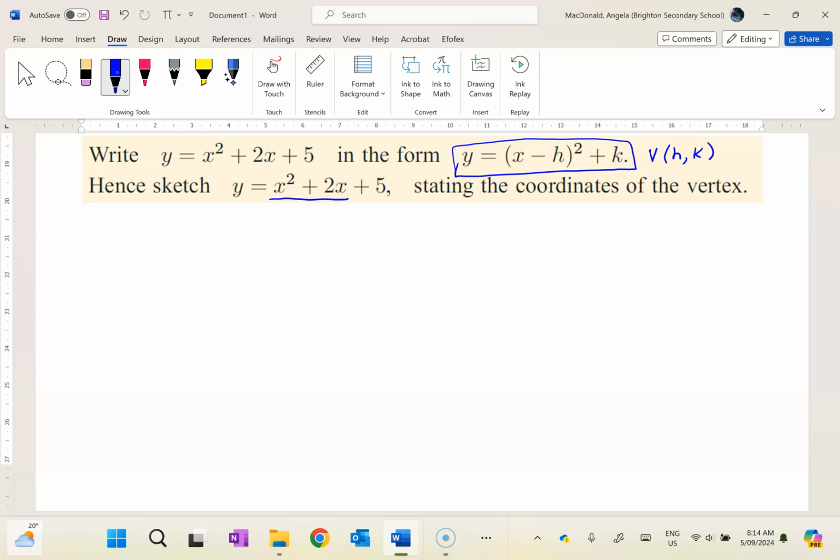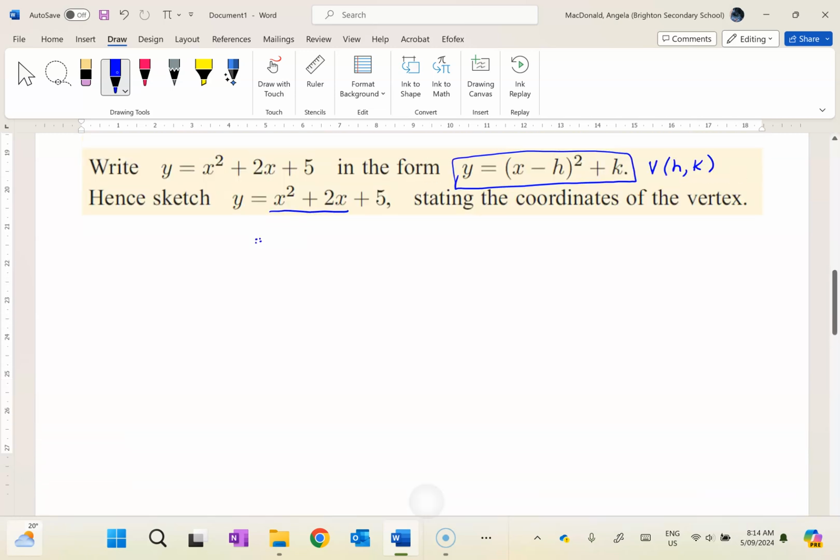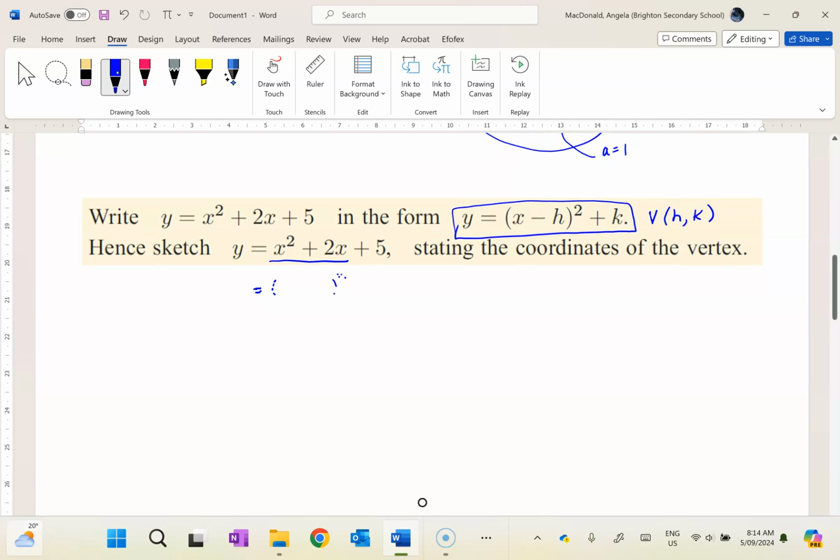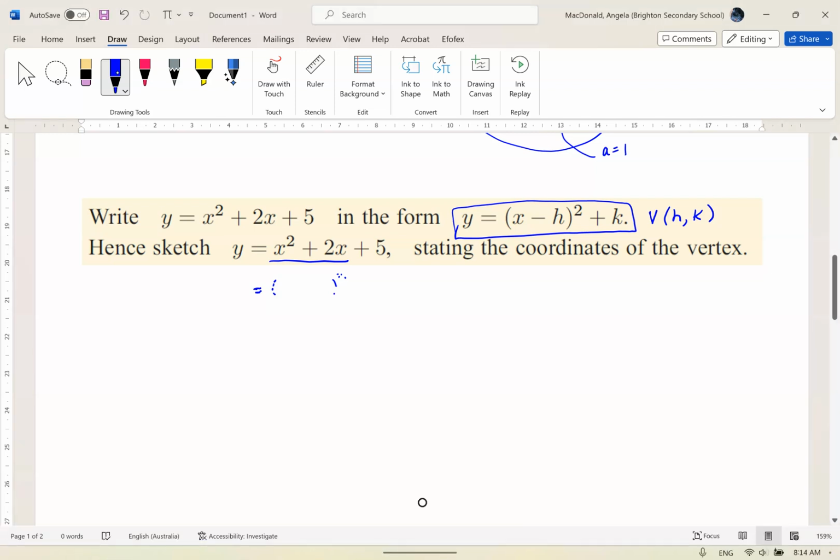Okay, so let's recall how we did this. We look at that bit there and we go, all right. Oops, my pen is not playing nicely at the moment. And we halve the 2. Okay. Sorry, now I've lost my recording a bit.